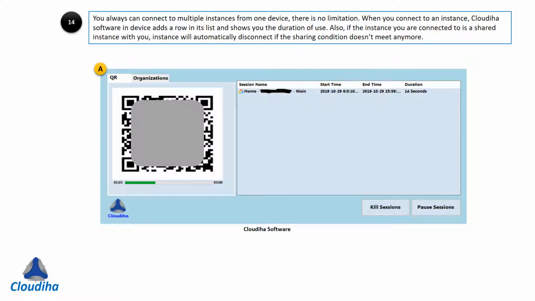You always can connect to multiple instances from one device, there is no limitation. When you connect to an instance, the Cloudiha software and device adds a row in its list, and shows you the duration of use. Also, if the instance you are connected to is shared with you, the instance will automatically disconnect if the sharing condition doesn't meet anymore.